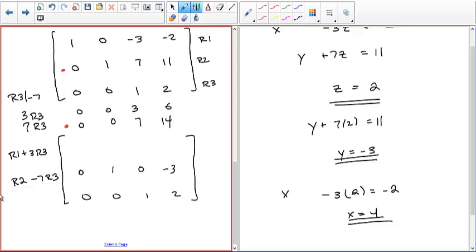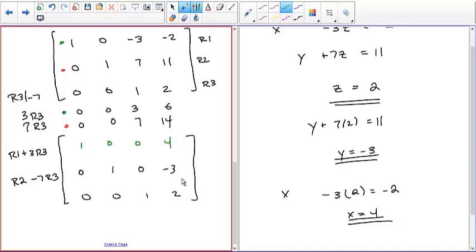Okay, let's put little green dots here for that. So what we're going to do is take old row 1 and add 3 times row 3. So we're going to add these 2 together to get that. 1 plus 0 is 1. 0 plus 0 is 0. Negative 3 plus 3 is 0. And negative 2 plus 6 is going to be 4.